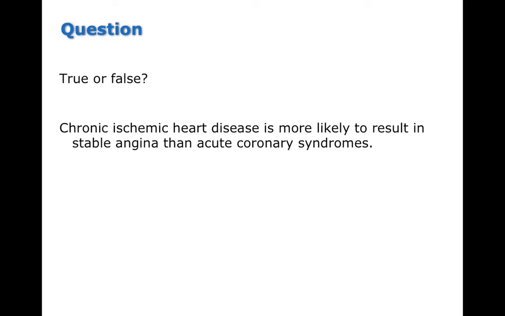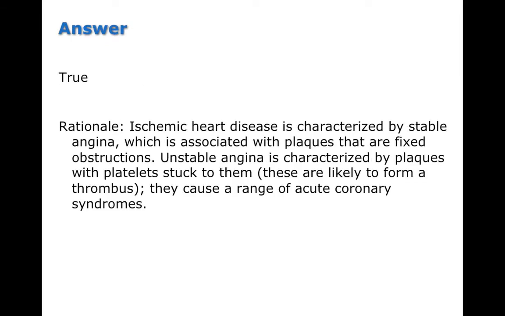Is that true or false? That's true, right? Because we said that ischemic heart disease is characterized by stable angina, and that's associated with plaques that are more fixed obstructions. Now, unstable angina is characterized by plaques with platelets that are stuck to them, and these are more likely to form a thrombus, which can lead to acute coronary syndrome. It's really just the definition of how the plaques result and what that's going to lead to.